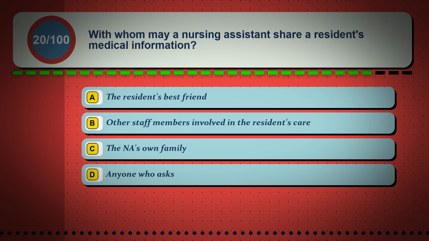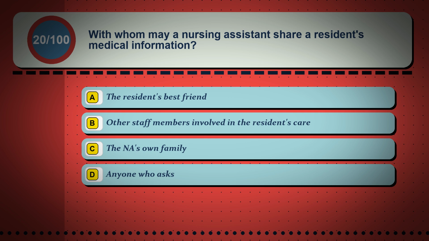Question 20. With whom may a nursing assistant share a resident's medical information? Option A, the resident's best friend. Option B, other staff members involved in the resident's care. Option C, the NA's own family. Option D, anyone who asks.